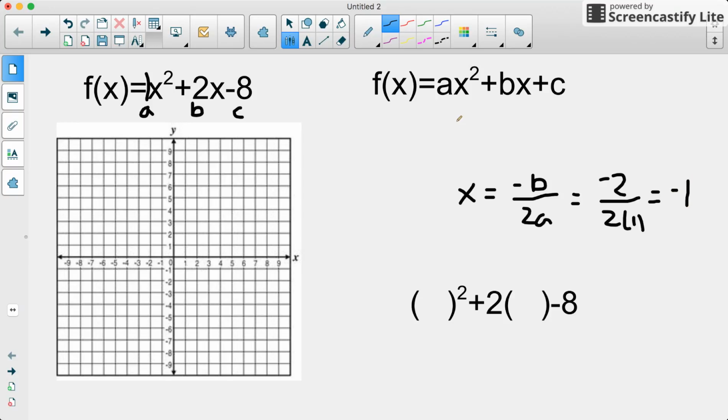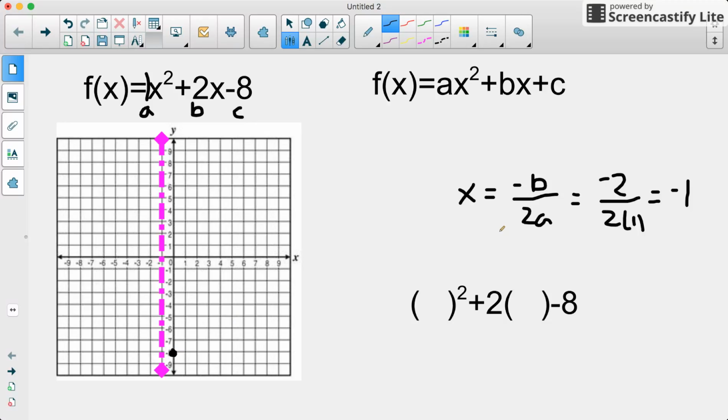And then you can draw in the axis of symmetry on your graph, and that looks something like this. Okay, so as long as we have that, we kind of understand where our graph will be on the coordinate plane. We also know from the standard form what the y-intercept will be. So we can actually plot a point right down here at negative 8. So that's where the graph's going to cross the y-axis.